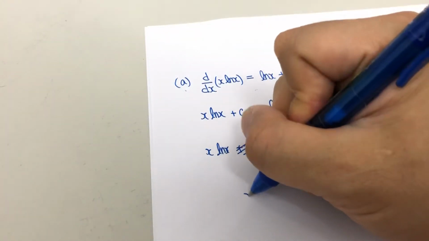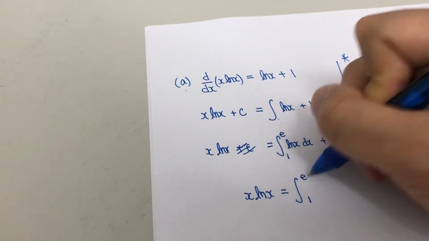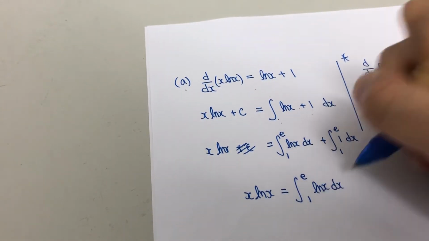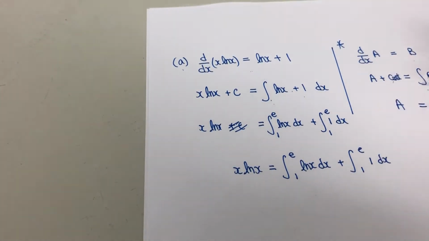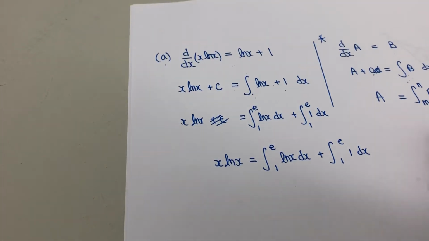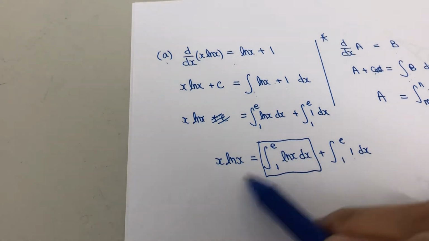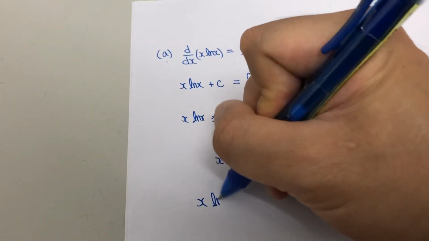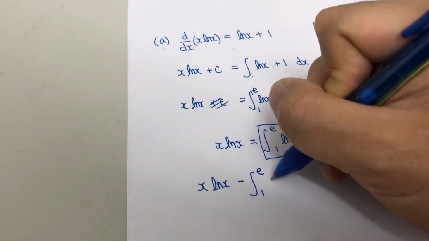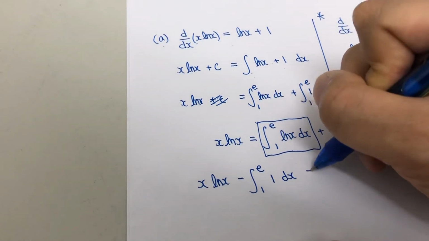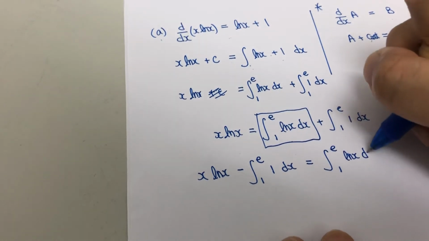So we have x log x equals integration from 1 to e of log x dx plus one more thing, integration from 1 to e of 1 dx, right? Since this is what we are looking for, we could just bring this whole term to the other side. So we have x log x minus integration from 1 to e of 1 dx will be equal to integration from 1 to e of log x dx, right?